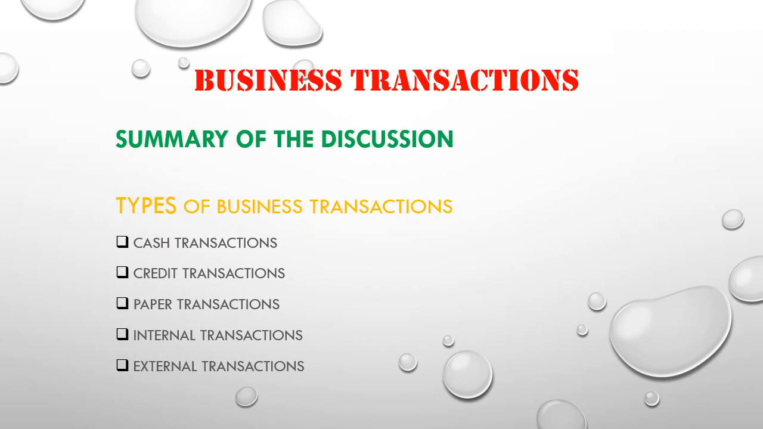Here is a summary of the discussion. We talked about the types of business transactions today. In general, there are 5 basic types of business transaction. Cash transactions, in which payment or receipt of cash is met immediately. Then the credit transaction, in which payment or receipt of cash is postponed to some future date.